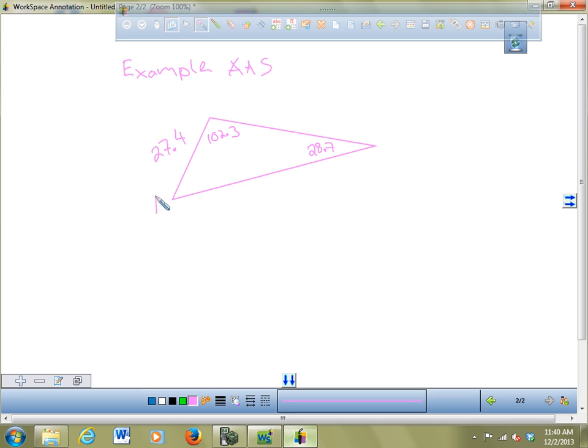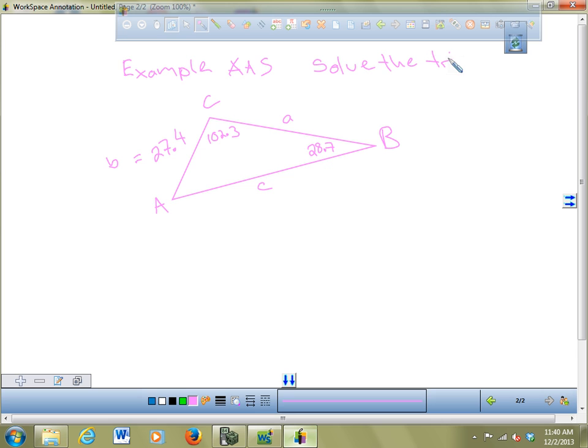It doesn't matter which order you name it. So if this is A, then this would be little a. This would be little c, and this over here would be little b. And then they say solve the triangle. Solving the triangle means finding all the angles and all the sides that are there.